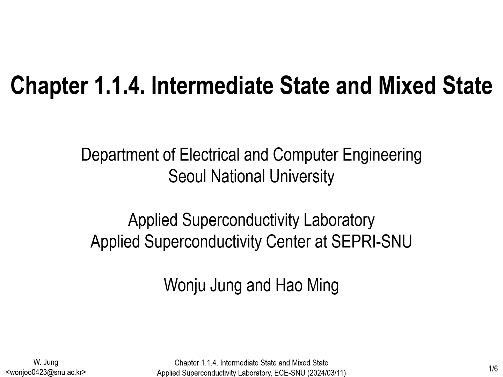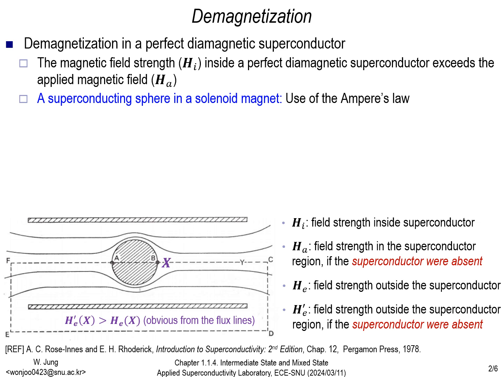In this lecture, we focus on two particular phenomena within superconductors, the intermediate state and the mixed state. First, we need to understand what demagnetization is.